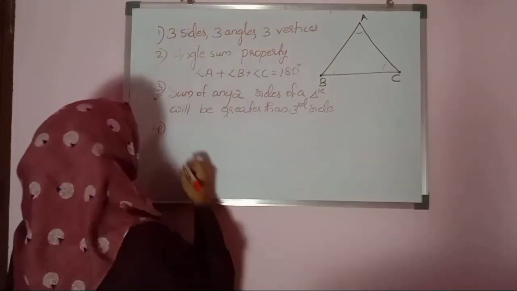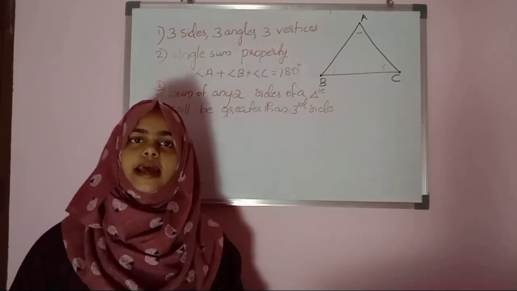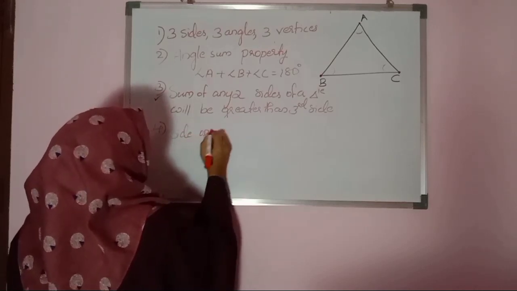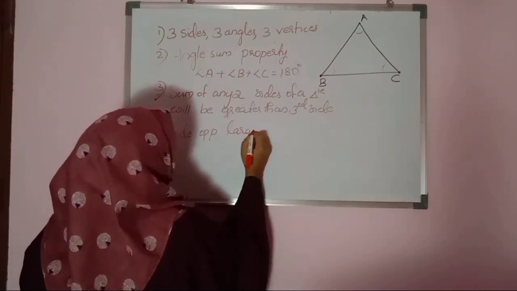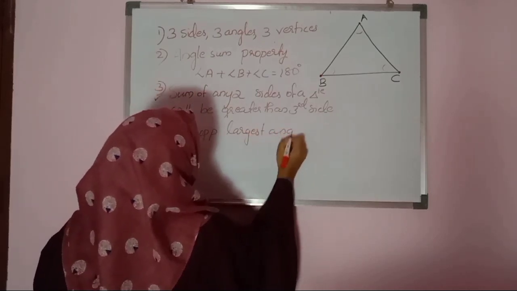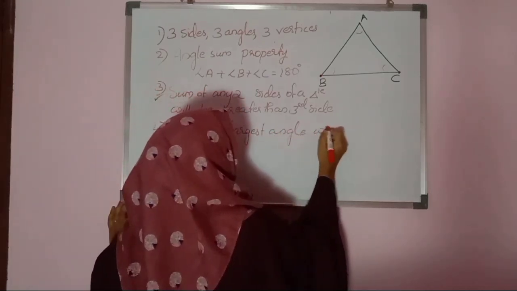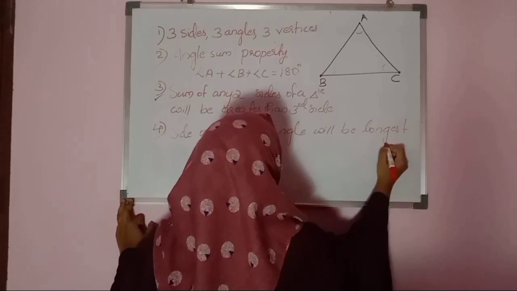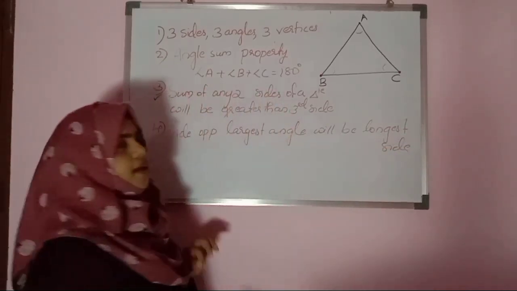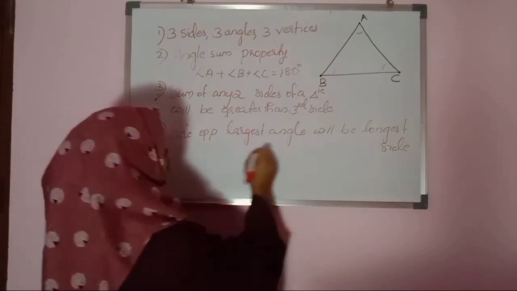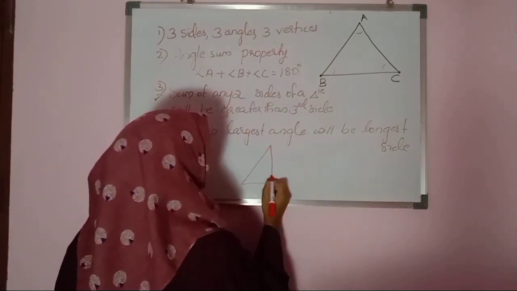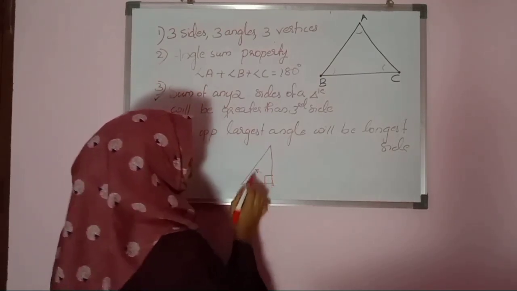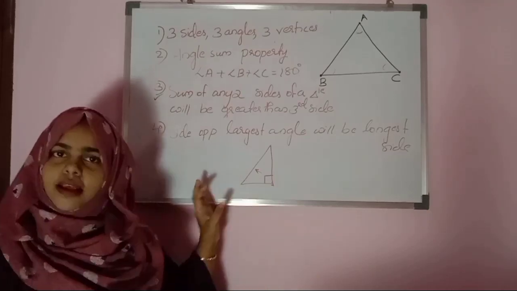The fourth property is that the side opposite to the larger angle will be the larger side. The side opposite to the largest angle will be the longest side. Okay, it could be seen very clearly in a right angle triangle, isn't it? In a right angle triangle, this will be the largest side and this is our hypotenuse because it is the side opposite to the largest angle.